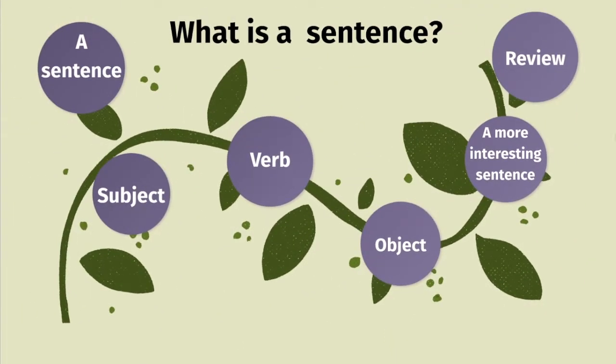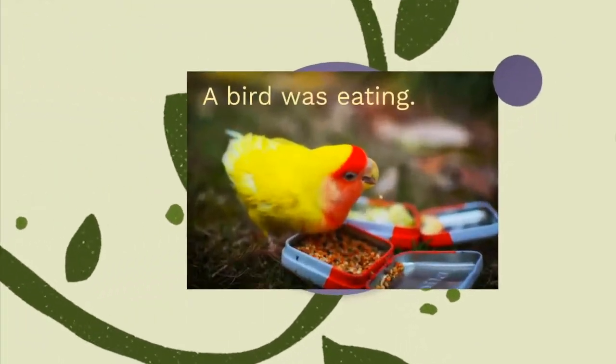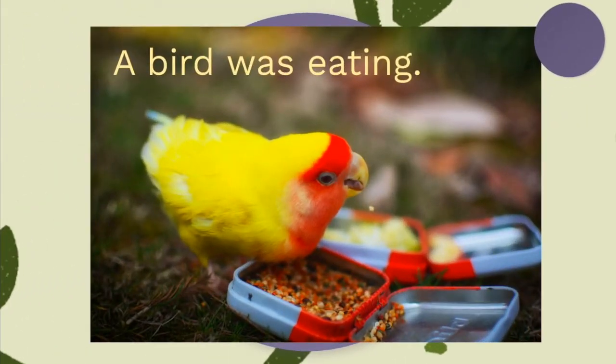Let's look at one more interesting example. We could say a bird was eating if we want to describe this cute photo. That's a great sentence. We've got a subject, a bird, and a verb, was eating. But what if we want to make it a little bit more interesting? We want our writing and our speaking to be better. We want to say more with our words.